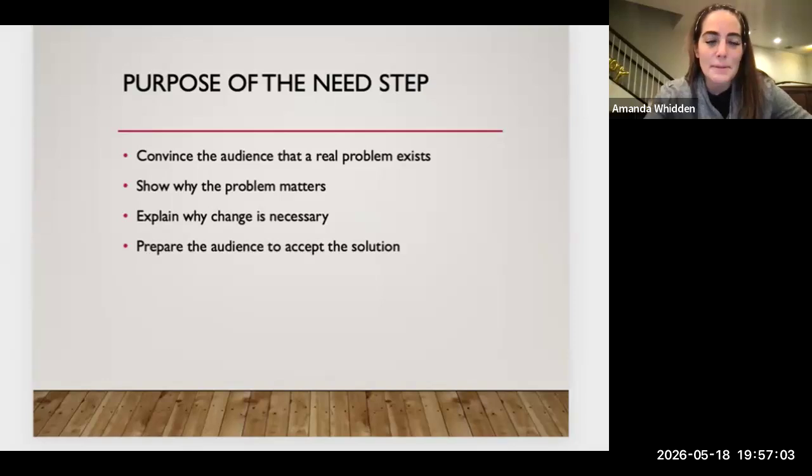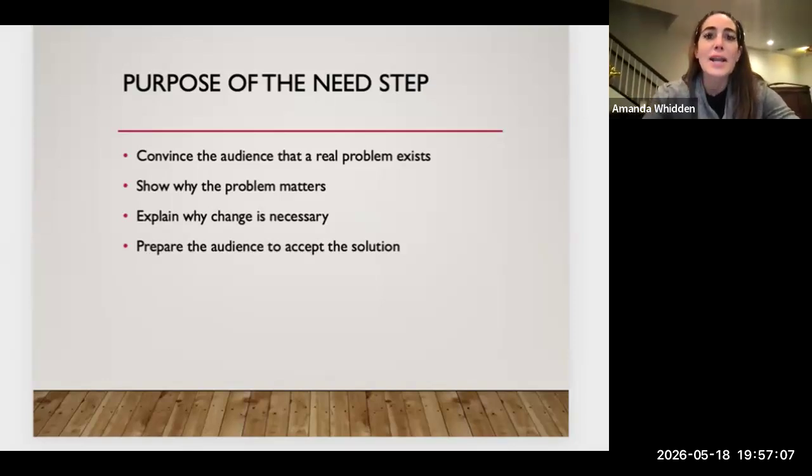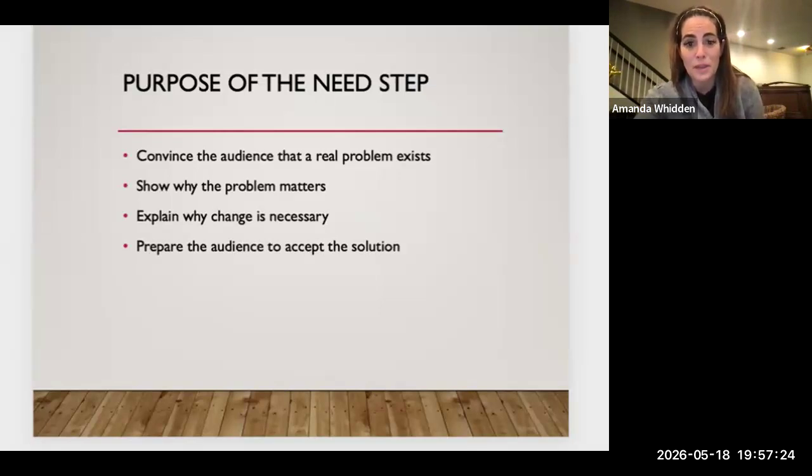You'll then demonstrate and show why that problem matters. You'll explain why the change is necessary, and you'll eventually come to a conclusion of this main point where the audience will say, oh my gosh, this is a problem. I need to do something about this. And they'll be ready to go on to the next main point and accept your solution.